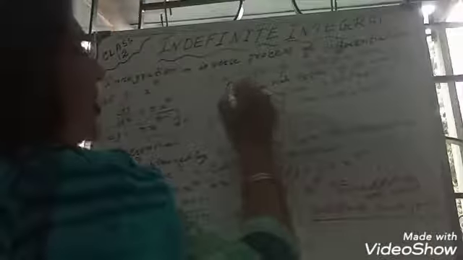Now, the sign of integration is this. It looks like a big S. S is the initial letter of the word sum. Integration is defined as the process of summation. That means if you want to add something, normally we use integration to add a series. So the word is sum, and the letter S we write in this way, and this sign we use for the integration sign.